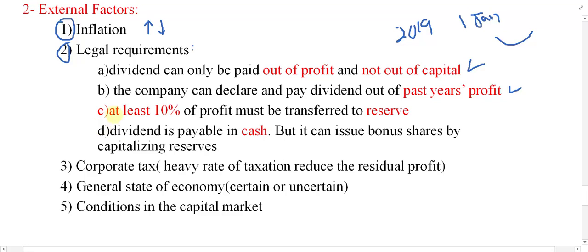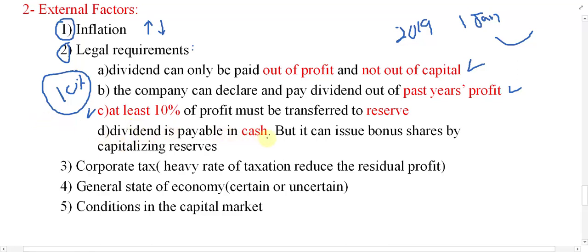Next, point number C. At least 10% of profit must be transferred to reserve. Out of the total amount of profit, at least 10% of the profit should be maintained in the reserve. It means that the whole amount of profit should never be paid as a dividend, as per the law. At least 10% of profit should be maintained in the business, maybe for emergency cases, maybe for the expansion of the business and so on. This is compulsory as per the law. So even if you made, for example, 1 lakh profit, the maximum amount of profit that you can distribute is 90,000. So 10,000 should be maintained in the business.